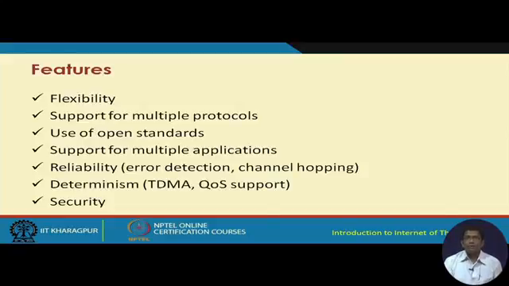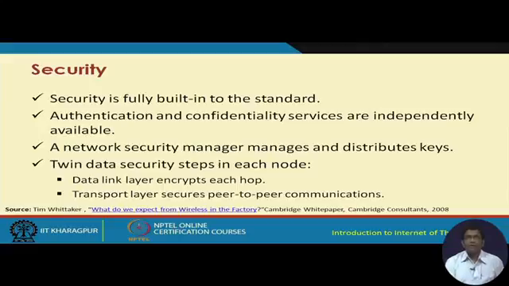And security is also a very important feature of this particular protocol. So, security is fully built into this particular standard, the ISA 100.11a standard. Authentication and confidentiality services are independently available. A network security manager manages and distributes the keys. So, key management including key distribution, key revocation, etc., these are all taken care of by the network security manager. There are twin data security steps in each node: the data link layer encrypts each hop, and the transport layer secures peer-to-peer communication.